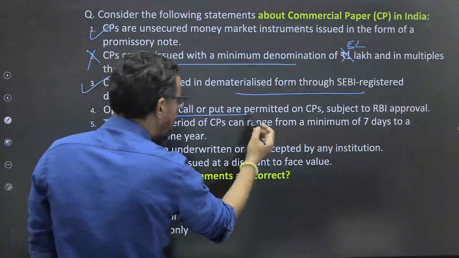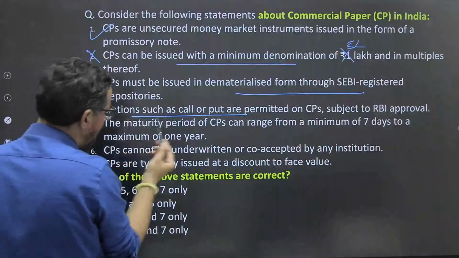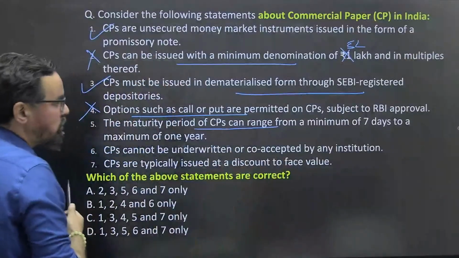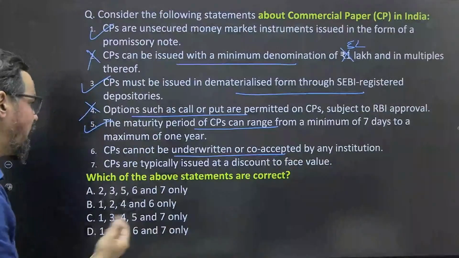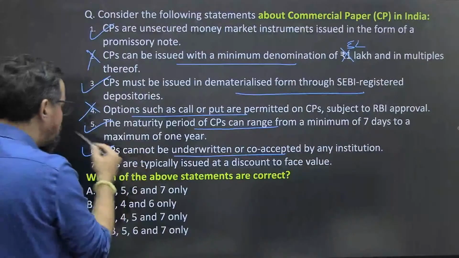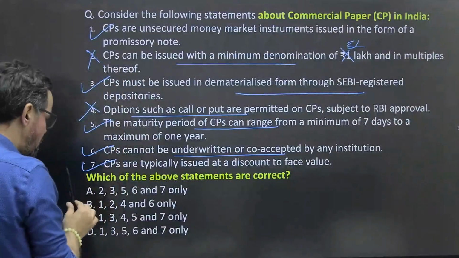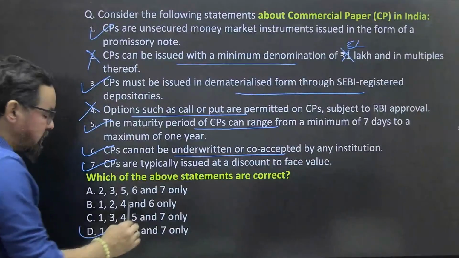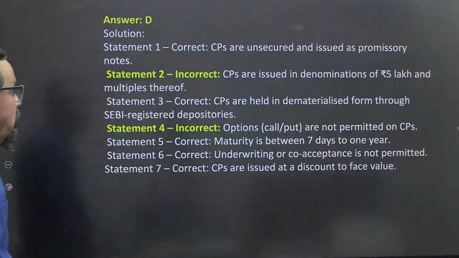Options such as call and put option are not available. Okay. It is available in bond cases only. Okay. The maturity period for CP can range from 7 to 10, 100% true. CP cannot be underwritten or co-accepted by any institution. They cannot be underwritten and co-accepted by the institution. Okay. CPs are typically issued at discount to face value. True. So 1, 3, 5, 6, 7, okay. Yes. So D should be the right answer for this particular question. Yes, absolutely right. So D is the right answer for this one.